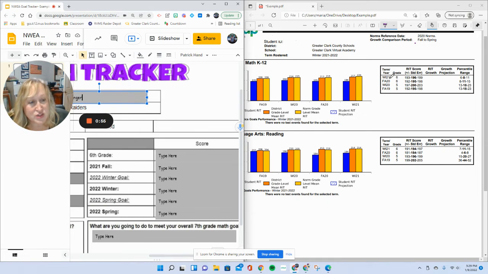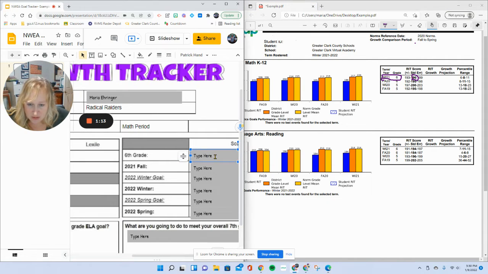Okay. So over here, it shows you your sixth grade winter score. And the score that you're looking at is the one in the middle. Okay, so this particular person has a score of 196 in it looks like the winter. So I'm going to put 196 right here. Okay.